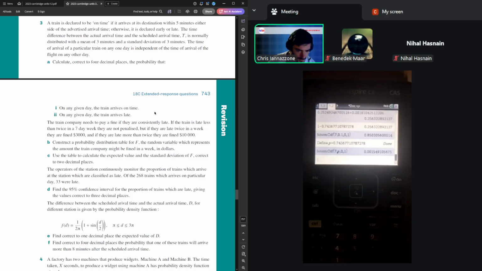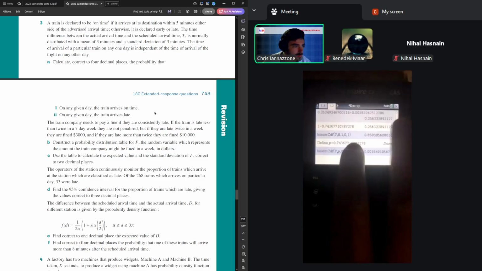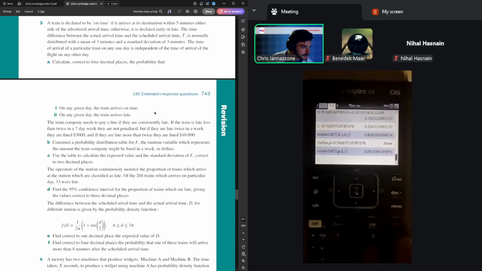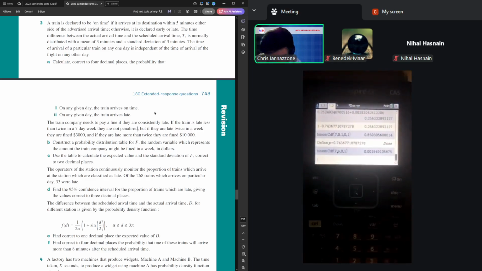Cool. Just going to double check. Yep, we had n was 7. Probability of being late was that. It's pretty likely. And then to get specifically late on less than twice, yeah, 0 to 1. Awesome. And then we would just fill that in on our probability table.